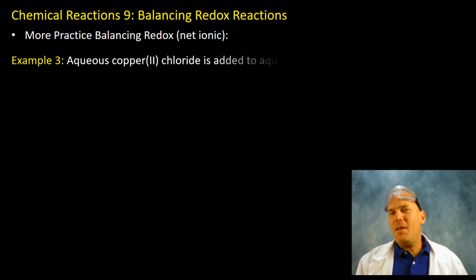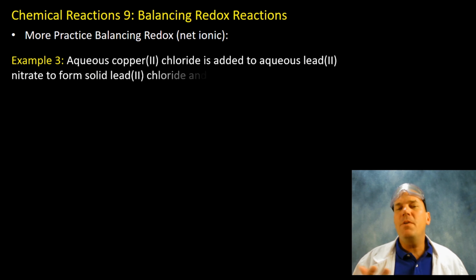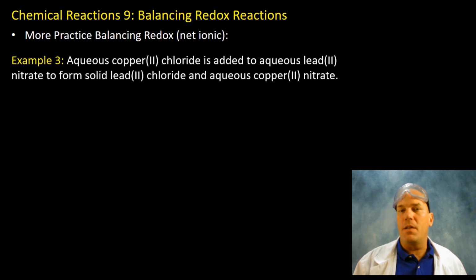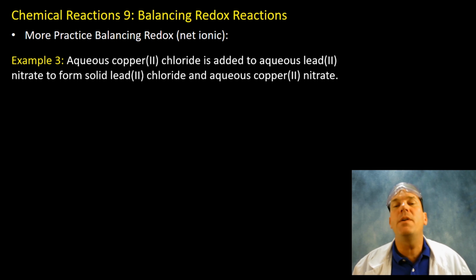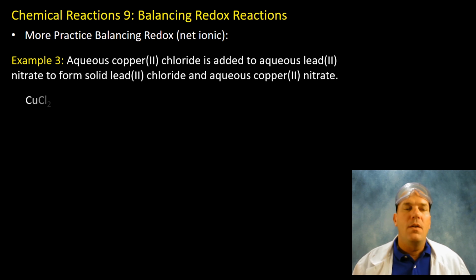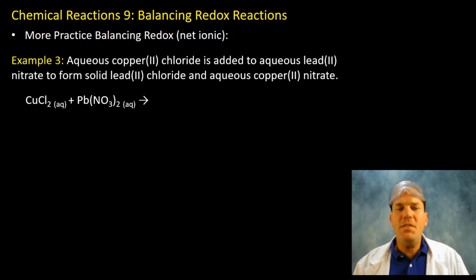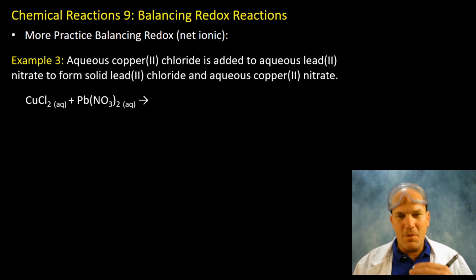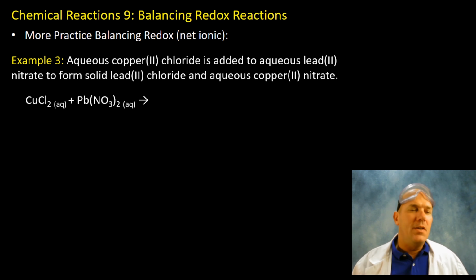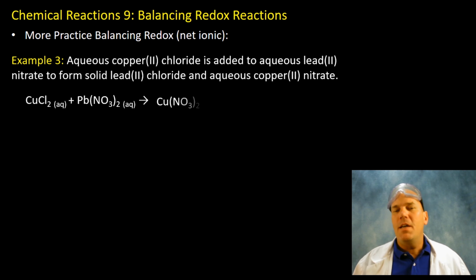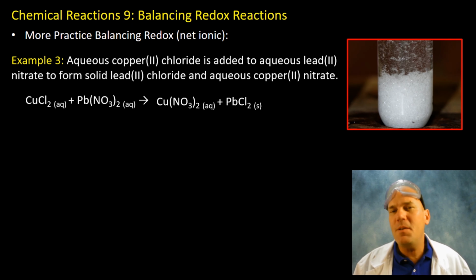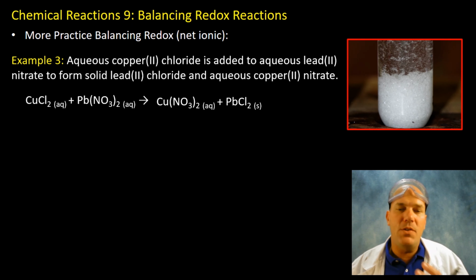So, in example 3, we're going to look at aqueous copper 2 chloride when it is added to aqueous lead 2 nitrate. And that will form solid lead 2 chloride and aqueous copper 2 nitrate. Now, as you can see from this reaction, it is a double replacement reaction. There's a reason why I'm showing you this. So here we have our reactants, and they're going to produce the copper 2 nitrate along with the white crystalline precipitate, which is lead 2 chloride.